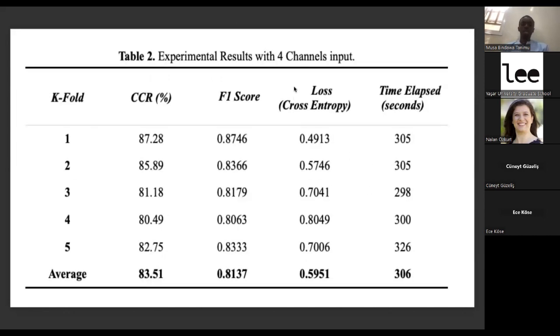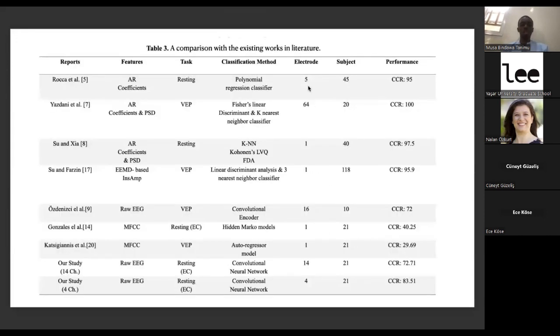When we decided to drop our number of channels, we chose the channels with the highest accuracy from our previous experiments and used them as input. Our accuracy increases to 83.51%, and the time elapsed is reduced by almost half, which shows that reducing the number of channels might work to our advantage. And this is also a comparison of our work with existing works in the literature.